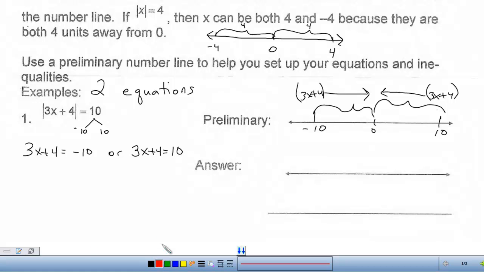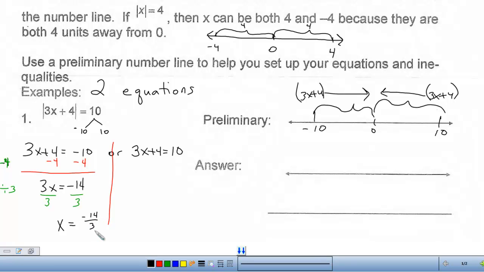And now we solve for x on both of these. Let's start with the left side. Subtract 4 from both sides, and 3x is equal to negative 14. Now we're going to divide both sides by 3. The first answer is x equals negative 14 over 3.